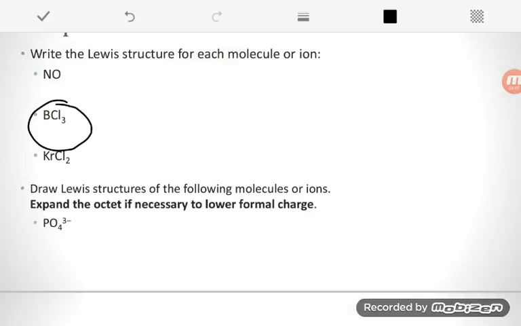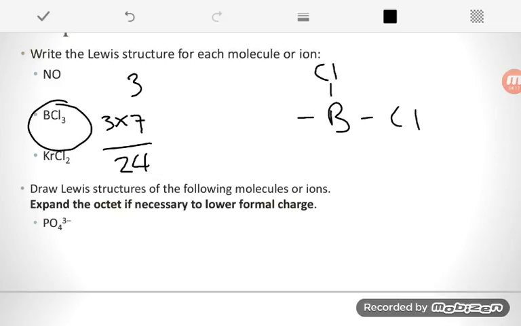BCl3. Same thing as always, valence electrons first, so boron has 3, and then we have 3 chlorines, each of which has 7, so that's going to be 24 total. So we'll put boron in the middle. He's the least electronegative, so he's going to go in the middle. Put 3 chlorines around him, so I've used up 6, got 18 left.